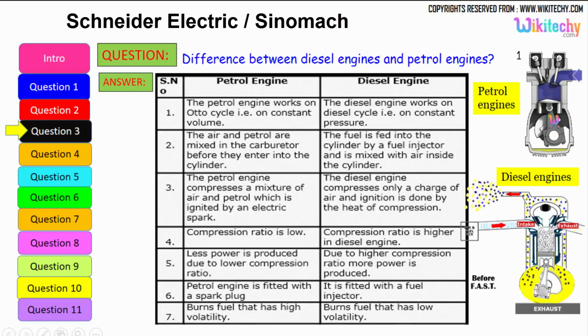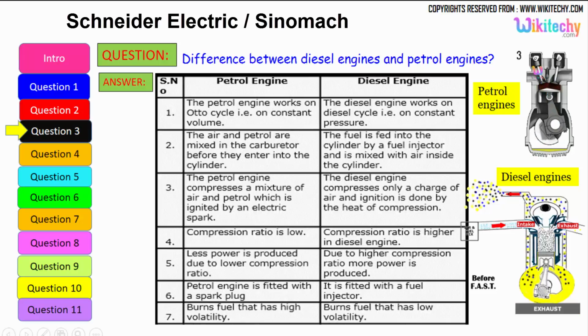The petrol engine compresses a mixture of air and petrol which is ignited by an electrical spark. The diesel engine compresses only a charge of air and ignition is done by the heat of compression. Here in the petrol engine the compression ratio is low, whereas in the diesel engine the compression ratio is higher. Less power is produced due to the lower compression ratio. With a higher compression ratio, more power is produced.